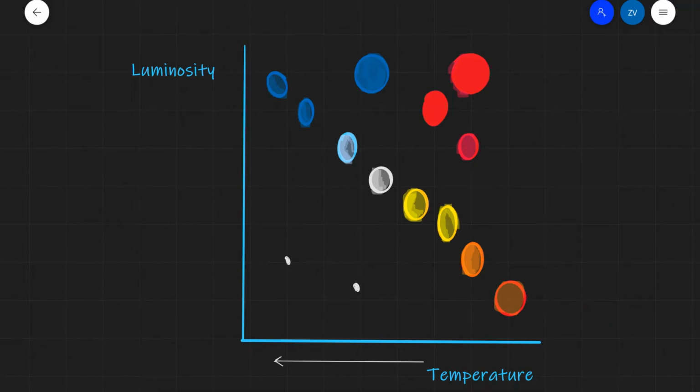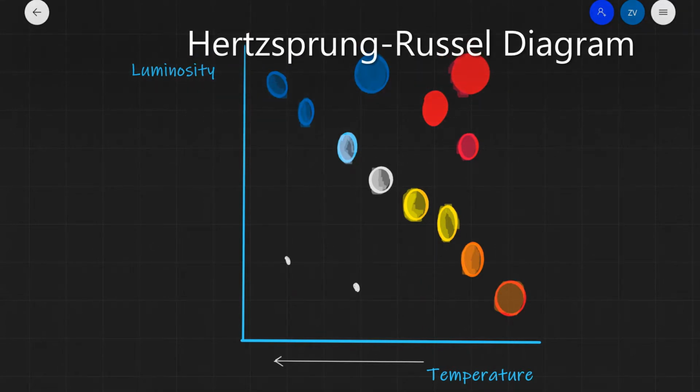Today we are going to be talking about the Hertzsprung-Russell diagram, which is also known as an HR diagram in astronomy. Now the HR diagram is a very useful tool for star classification. There are a few main features that we'll need to remember on this diagram.